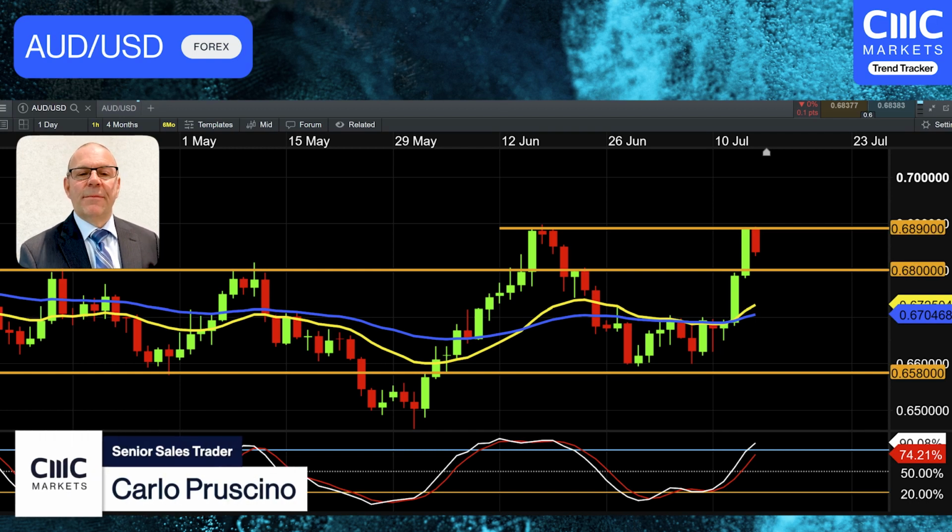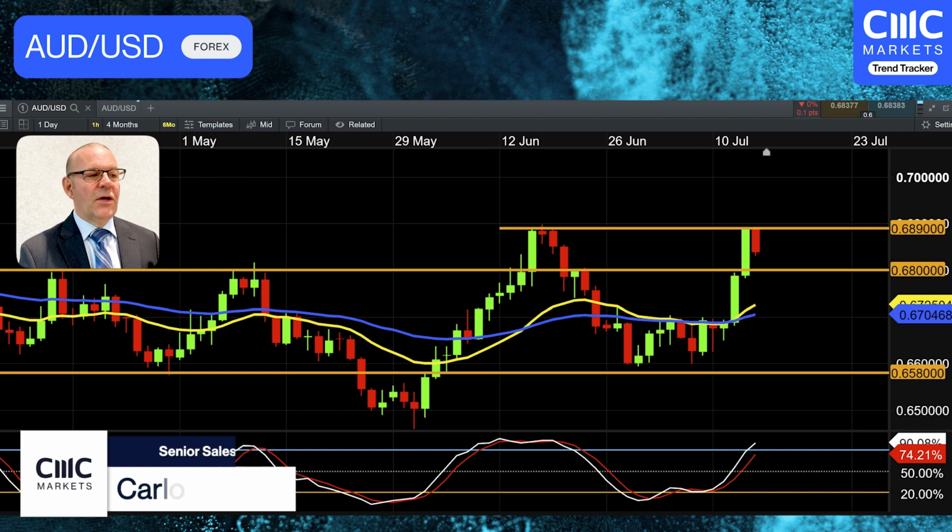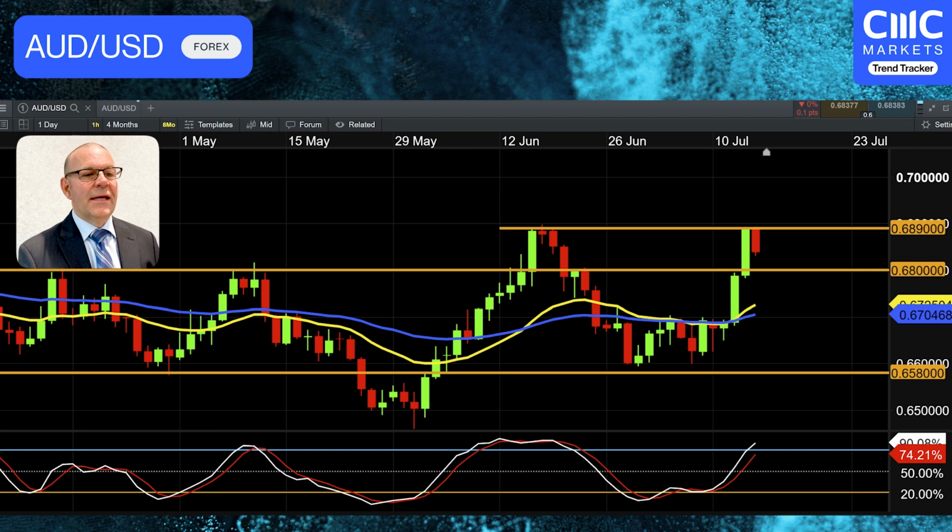Today I'll be covering some major currency pairs for you. Let's dive straight in. First chart I have is the Aussie dollar. I'm using the daily chart. I'm using the 20-day EMA in yellow, the 50-day EMA in dark blue, and I have the stochastics oscillator down the bottom of the chart.